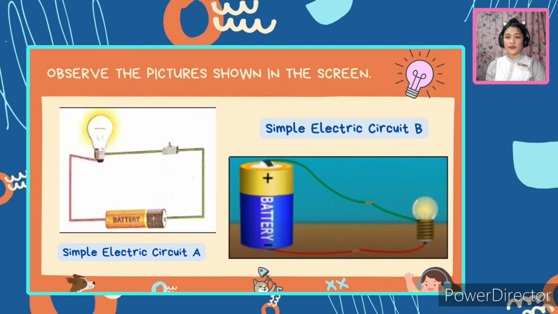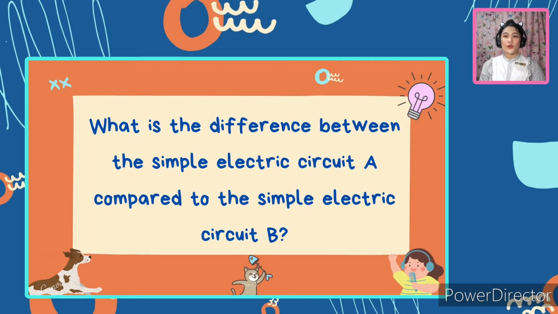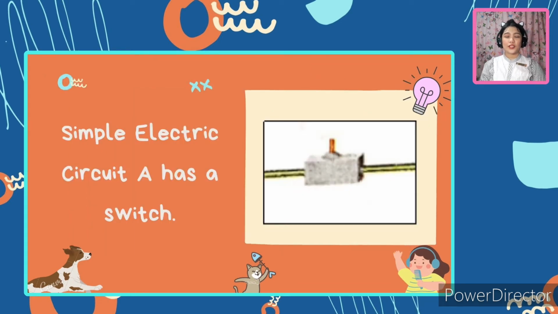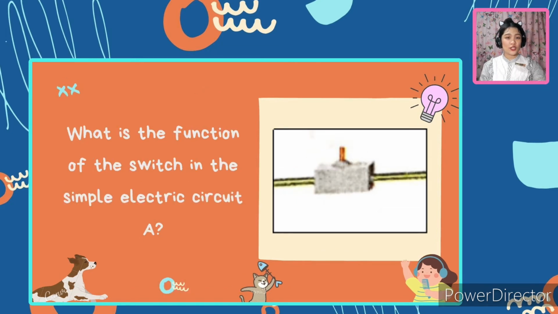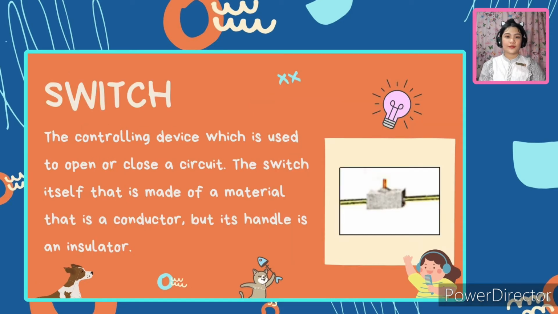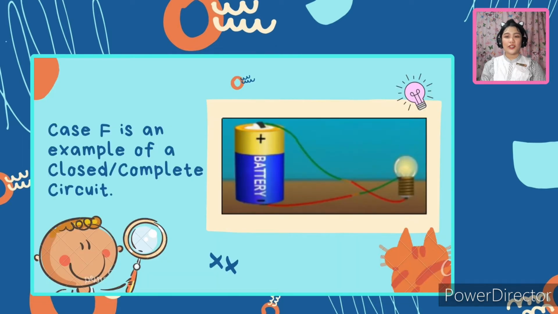Observe the picture shown in the screen. We have simple electric circuit A and simple electric circuit B. What is the difference between the simple electric circuit A compared to the simple electric circuit B? Simple electric circuit A has a switch. What is the function of the switch in the simple electric circuit? Switch. The controlling device which is used to open or close a circuit. The switch itself is made of a material that is a conductor, but its handle is an insulator.